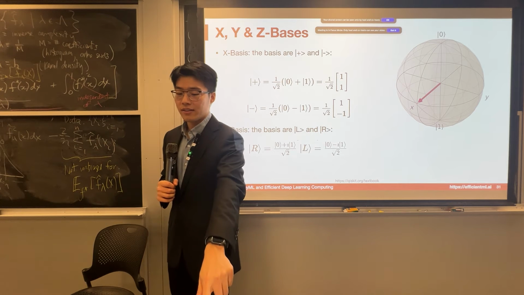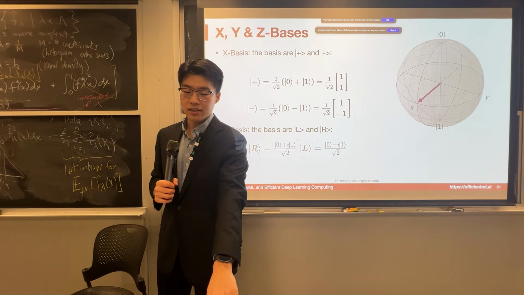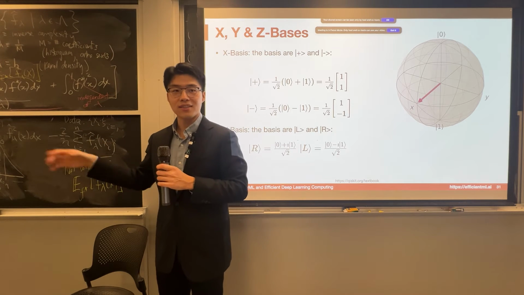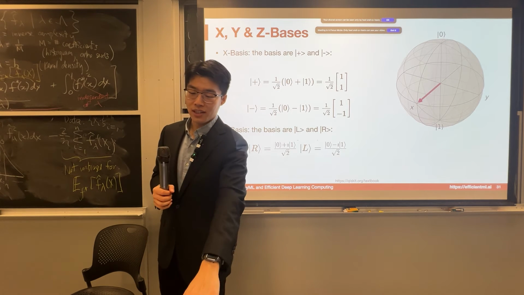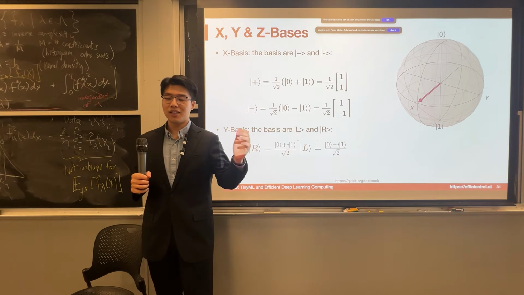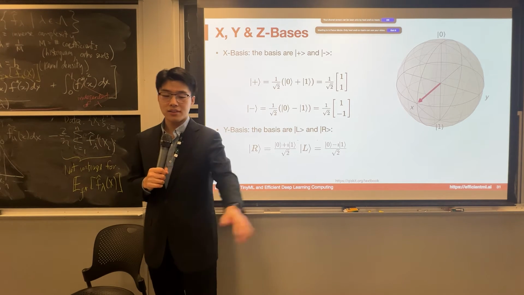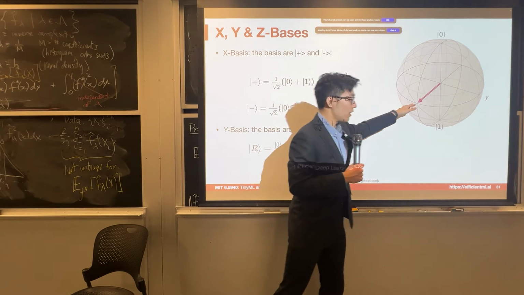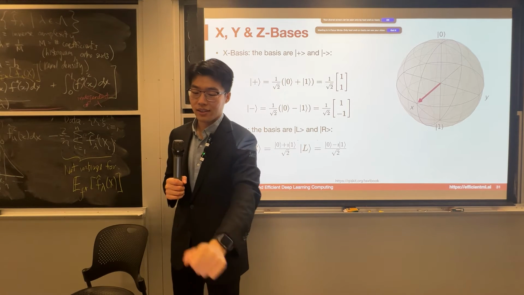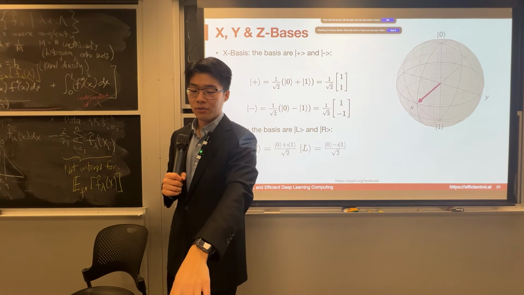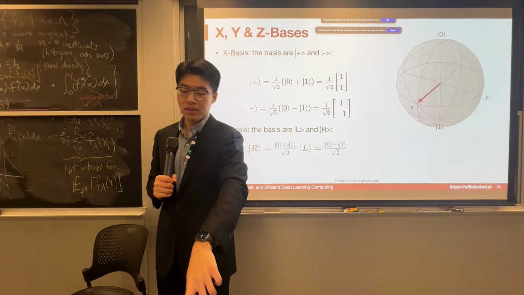The X basis is represented by the plus and minus symbols here, and the Y basis is the left and right. It's a very strange symbol, but it also represents the locations of those axes on this Bloch sphere, right? You can see that in the X basis, we have this plus, and also the minus opposite to that plus state. The plus state will be 1 over square root 2 of 1, 1, and the minus state will be 1 over square root 2 of 1, minus 1, right?